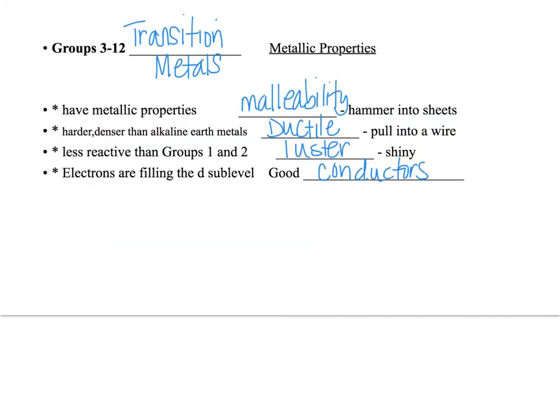Next up, we have our transition metals. They are all metals, which have the classic metallic properties that we're used to thinking of, like malleability, which is hammering into thin sheets. Think of foil. Ductile, which is pulling it into a wire, like copper wire in a lot of electronics. Metals have luster, which means they are shiny, and of course metals are good conductors. The transition metals are less reactive than groups 1 and 2, and they're also harder and denser than the alkaline earth metals. And if you remember from last unit, the electrons are filling the d sublevel.